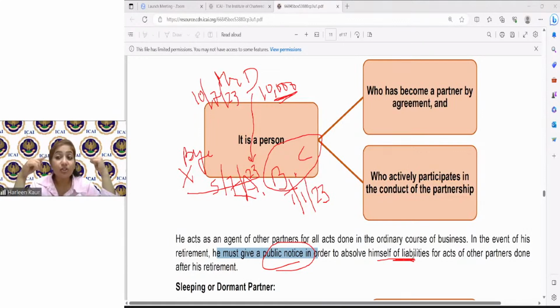Children, if A does not give this notice, then D will always believe him to be the partner, and then yes, he can still hold A liable. So to absolve himself means to escape from all these liabilities. To escape from these liabilities, it is very important for Mr. A to give a public notice in writing that, look, I have retired from this firm. I am no longer a partner in this firm. In that case, D cannot recover anything from Mr. A. समझ आ गया सबको?